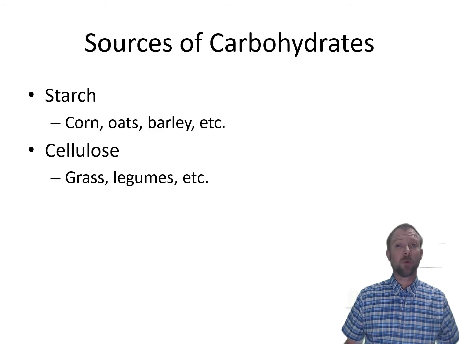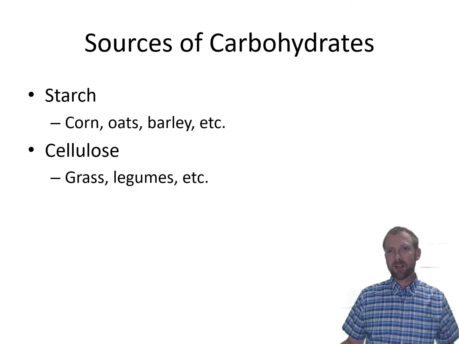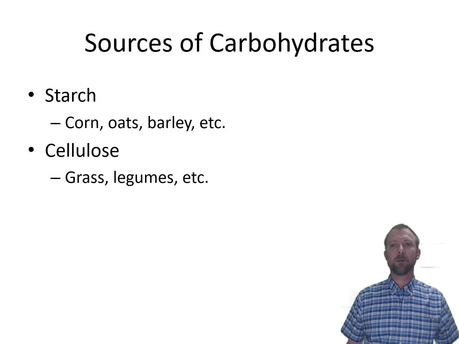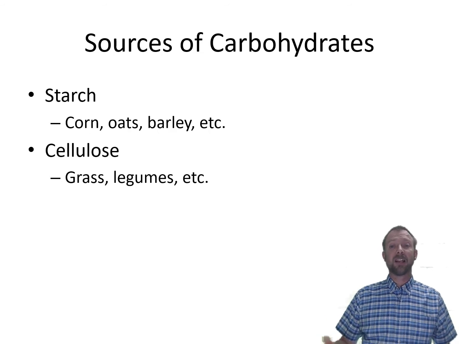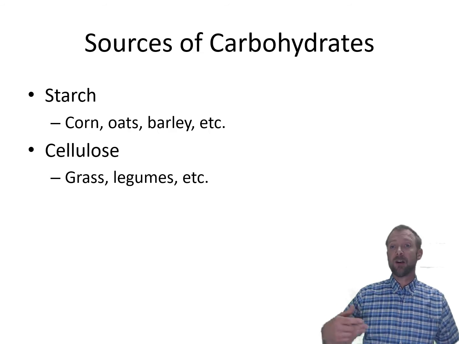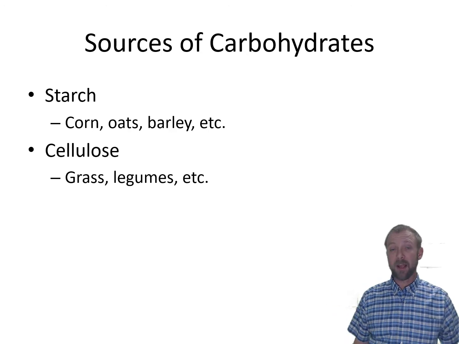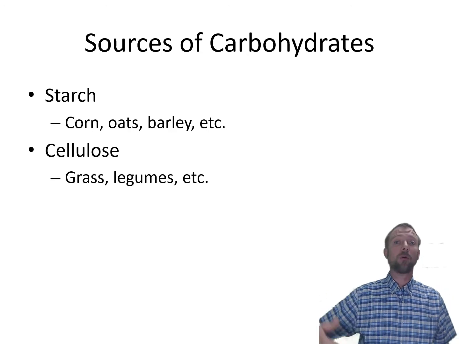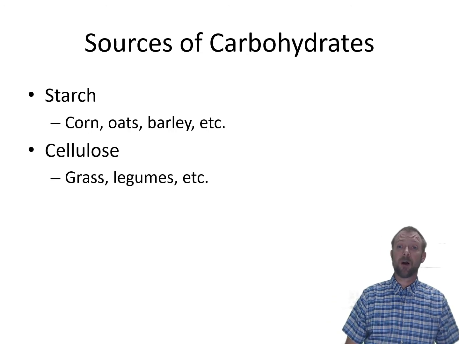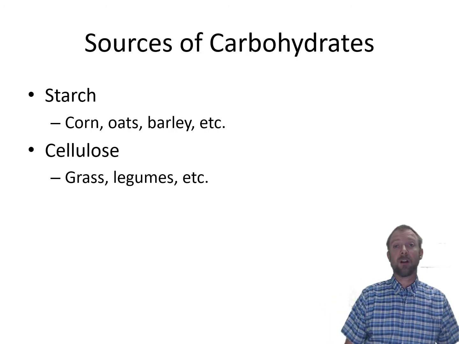So what are our sources of carbohydrates? Well, starches are going to be your corn, your oats, your barley, your wheat, your grains. The grains are going to be your sources of carbohydrates, or your starch carbohydrates. The cellulose is going to come from your grasses, your legumes, your corn silage. It's the whole plant, or the whole plant barley, or oatlage. Those types of products, and also, of course, from straw as well.